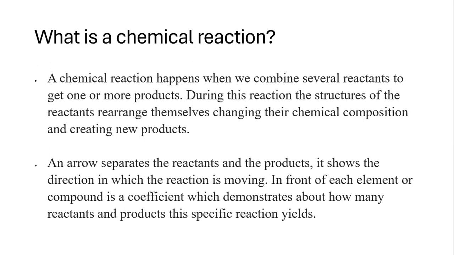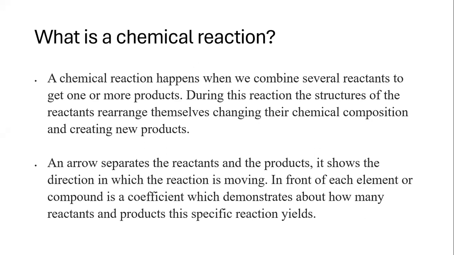What is a chemical reaction? A chemical reaction happens when we combine several reactants to get one or more products. During this reaction, the structures of the reactants rearrange themselves, changing their chemical composition and creating new products. An arrow separates the reactants and the products. It shows the direction in which the reaction is moving.